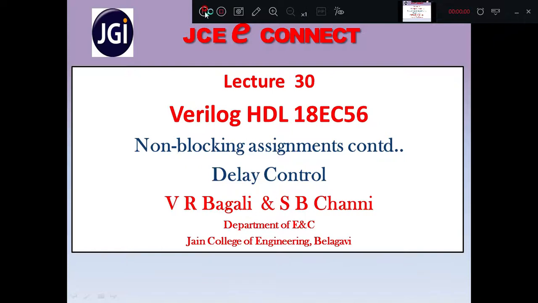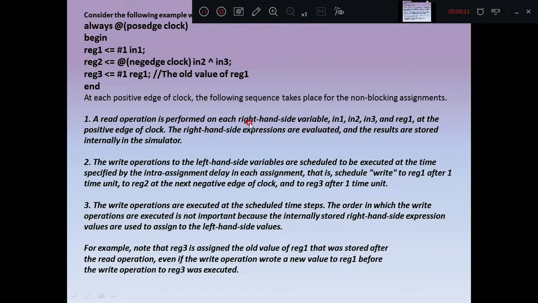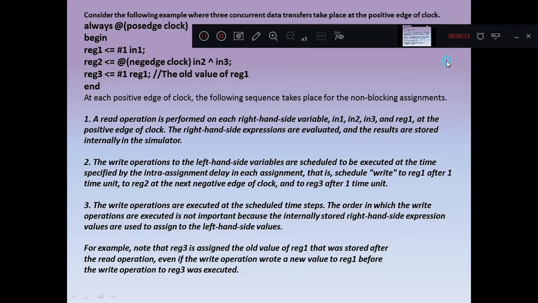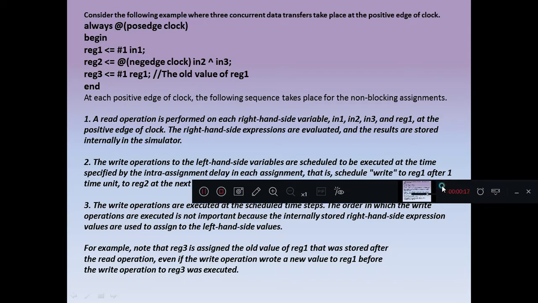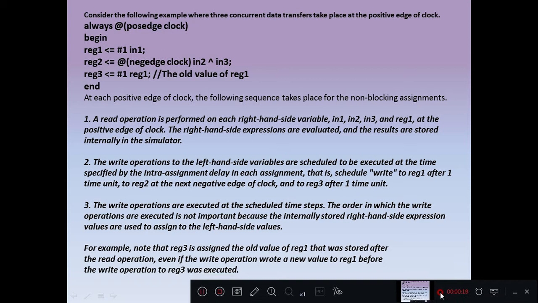Welcome to class, students. In this class we are going to discuss non-blocking assignment statements and delay control. Consider the example where 3 concurrent data transfers take place at the positive edge of the clock.